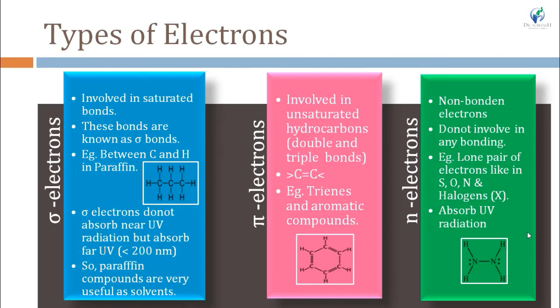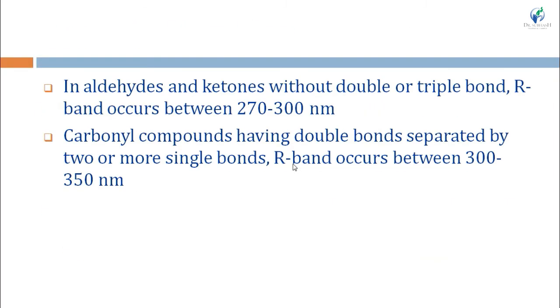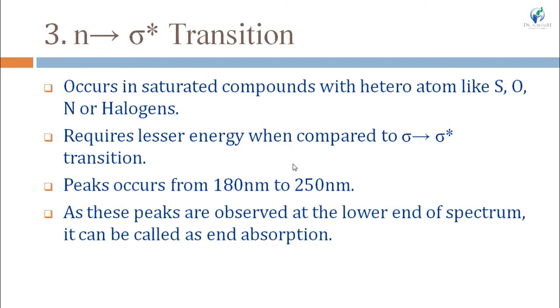Lower end means this band, see here, this spectra goes from left side to right side, right? And here 200 nanometer is there and here 400 nanometer is there, which means the spectra goes from 400 nanometer to 200 nanometer here. And the spectra due to n to sigma star falls between 180 to 250 nanometers, which means they are at the end of the spectrum, so they are known as end absorption peaks, right? End absorption peaks.